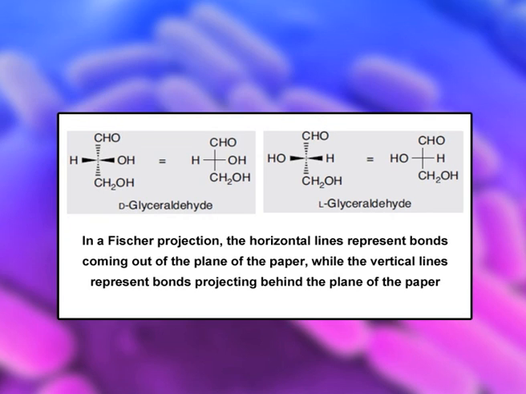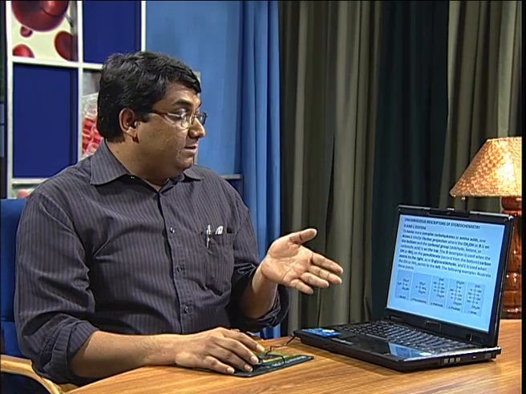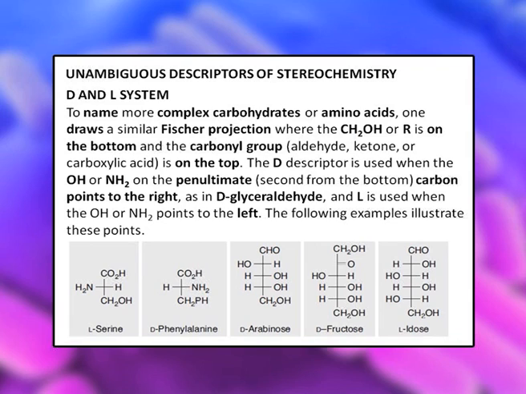The isomer of glyceraldehyde that rotates plane-polarized light to the right is called dextrorotatory, or small d, and was labeled as capital D, while the isomer that rotates plane-polarized light to the left, small l or levorotatory, was designated as capital L. Now, to name more complex carbohydrates or amino acids in this DL system, similar Fischer projections are drawn, where the CH2 group is put at the bottom and the group containing the carbonyl carbon, either a carboxylic acid group, an aldehyde group, or a ketone group, is placed on the top.